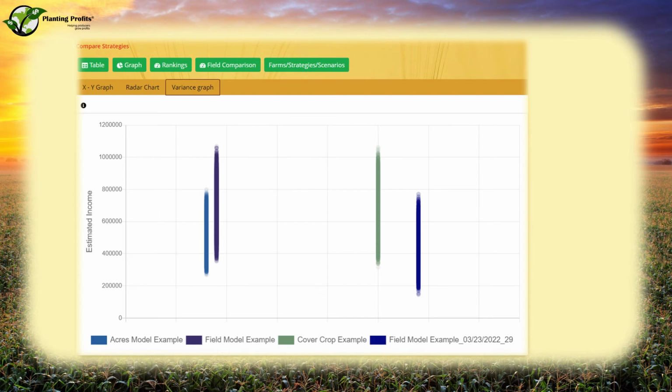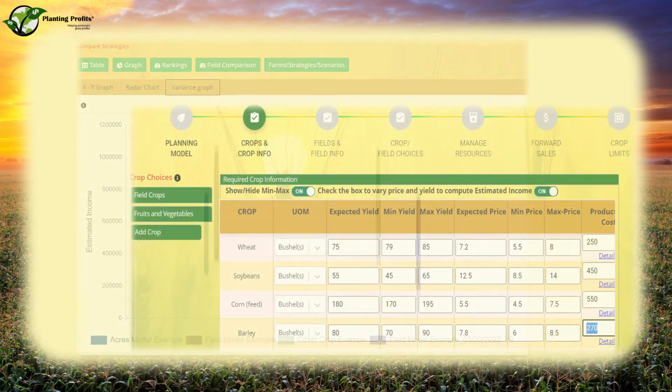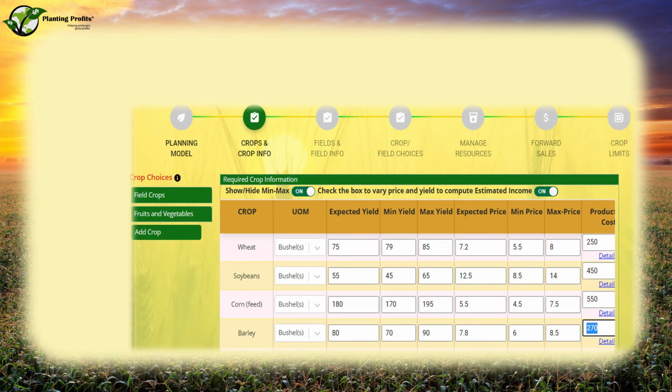To change crop yields and prices, go back to Crop Information Details page. Keep in mind that if you change underlying yield and price data, you may make comparisons between new strategies and the old strategies invalid. Beware of apples to oranges comparisons.